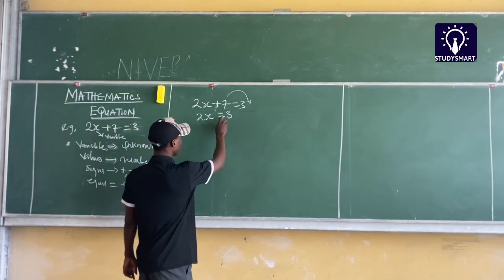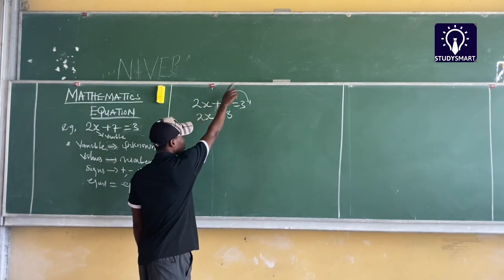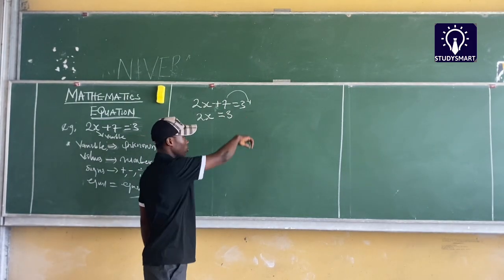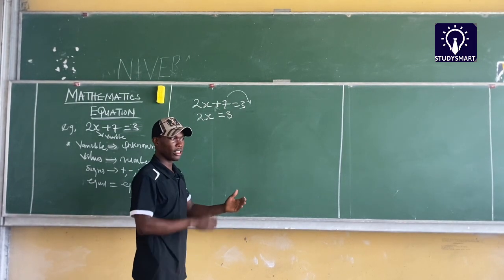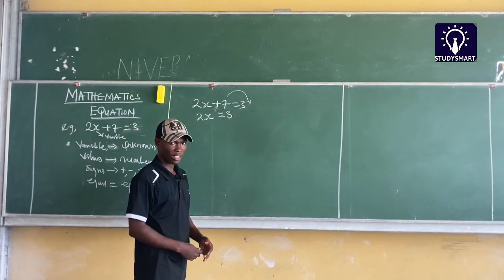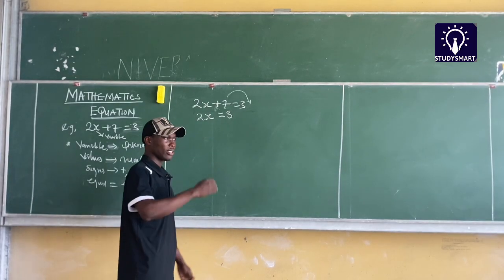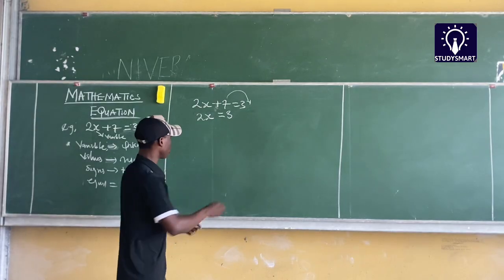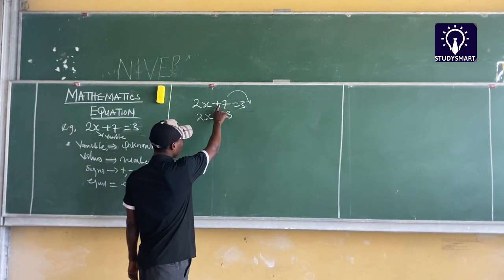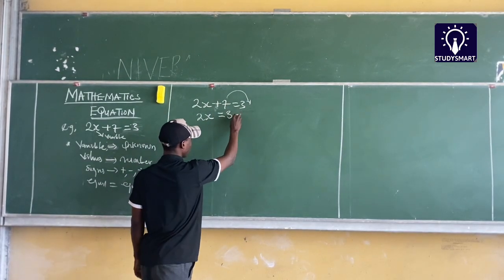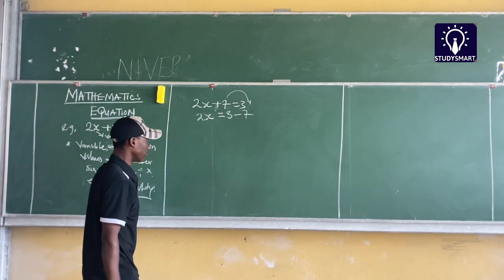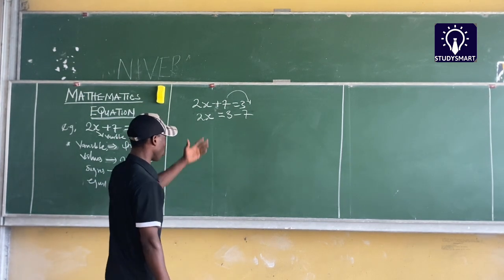So what I'm going to have is, don't forget I said that if a sign crosses the equal to sign, it automatically changes. If it is a plus that is crossing the equal to sign, it changes to a minus. If it is a minus that is crossing the equal to sign, it changes to plus. Right? So obeying that concept here, this is plus and it is crossing. So here we have minus, and then we have this 7 here. All right. So this is what we have.